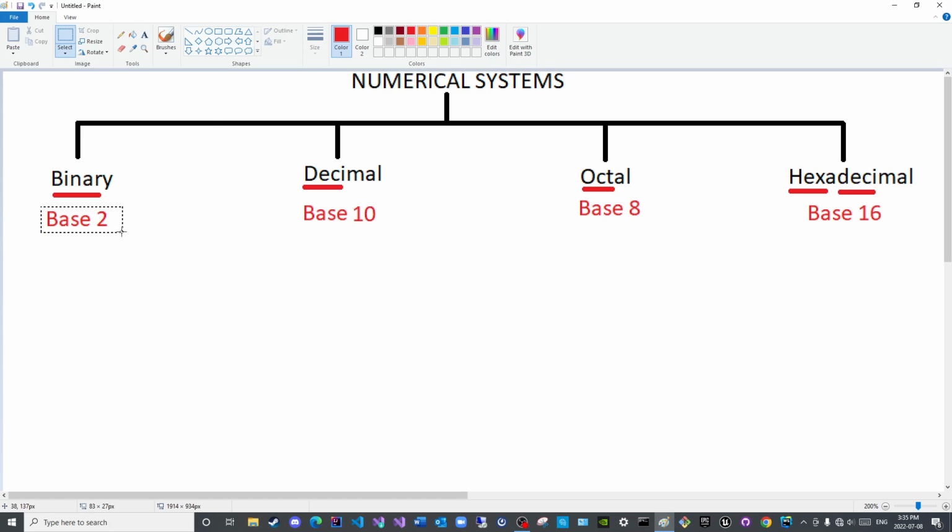Remembering the base for each numerical system is incredibly important, because it will benefit you when we start counting and converting numbers, in addition to arithmetic operations such as addition or subtraction. Knowing which base you are calculating the sum or the difference in is incredibly important.